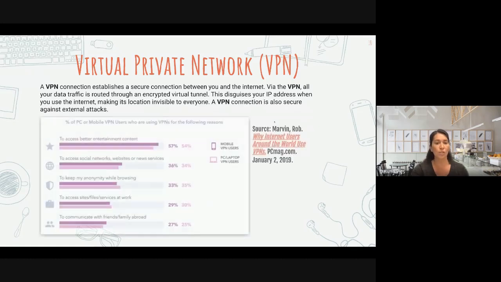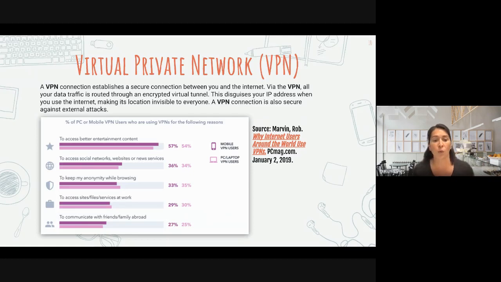So a VPN, again, is to establish a secure connection. A lot of people in other countries use this to get around their network in those countries where they're not allowed to do things. There's more restrictions there. But for the most part, they do it, even though this graph shows it, to keep my anonymity while browsing. To keep anonymous is a lot of it. And so, yes, you want to access social networks that are being blocked or websites that are being blocked. But being anonymous is probably one that I see more often.